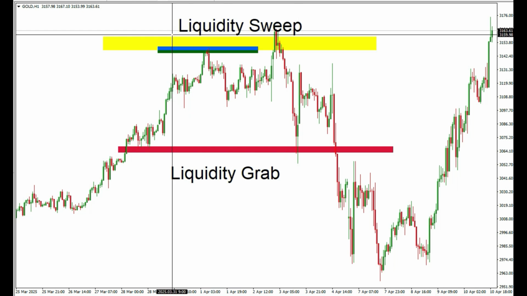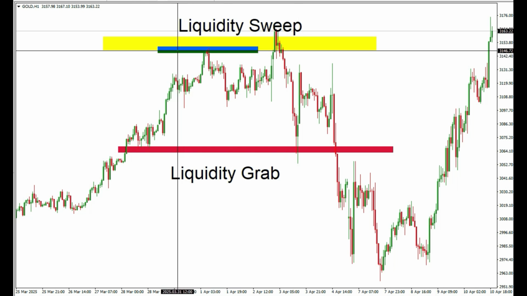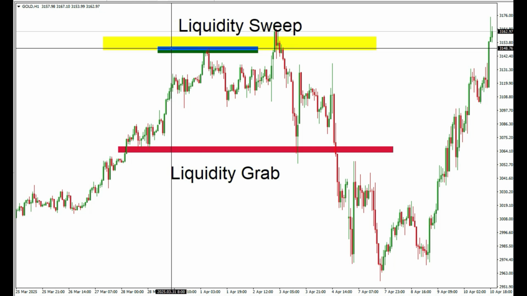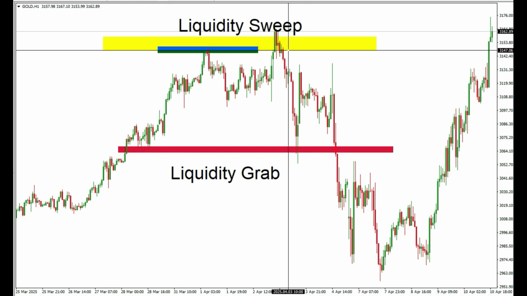Upside, we have a resistance zone. This resistance zone is in blue, and the yellow color is the liquidity sweep zone. So what is the catch? Sometimes above the resistance area you have another area. It's a resistance area too. However, in that area there are a lot of pending orders, and a lot of traders defend that zone.